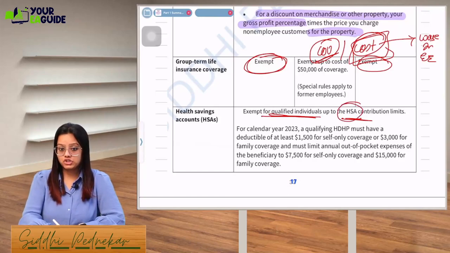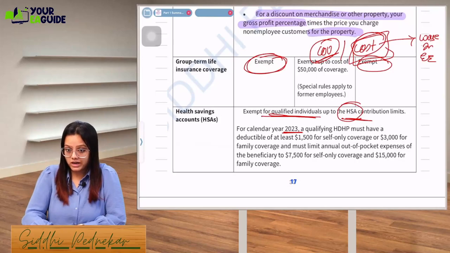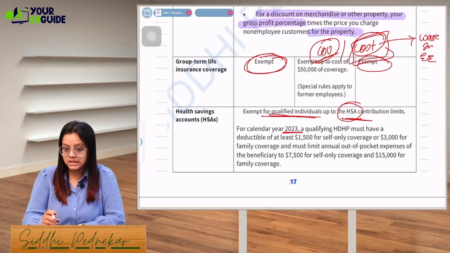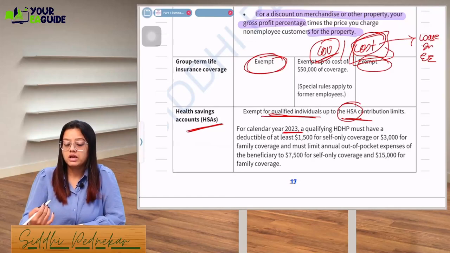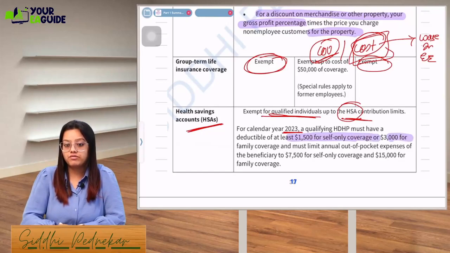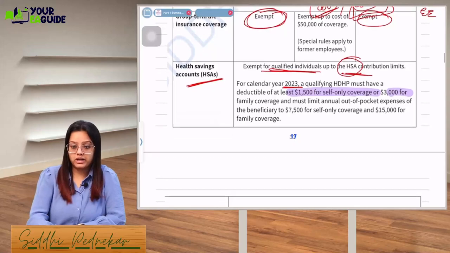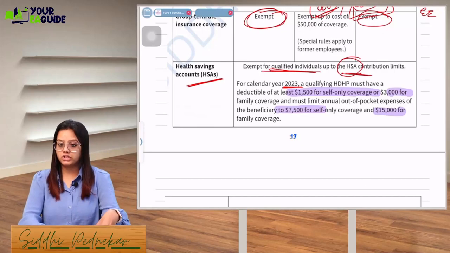Over there it is mentioned that for calendar year 2023, qualifying HDHP means what? A qualified health savings account, if you're depositing a certain amount, then it will be deducted up to 1500 for self-only coverage and 3000 for family coverage. And out of pocket expense allowed is 7500 and 15,000. So don't worry right now, don't stress out on this topic. We'll do it again when we do the adjustment to income.